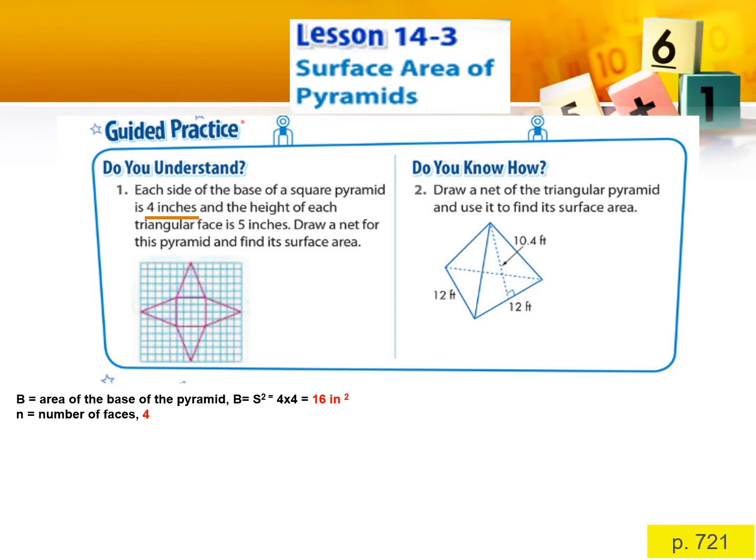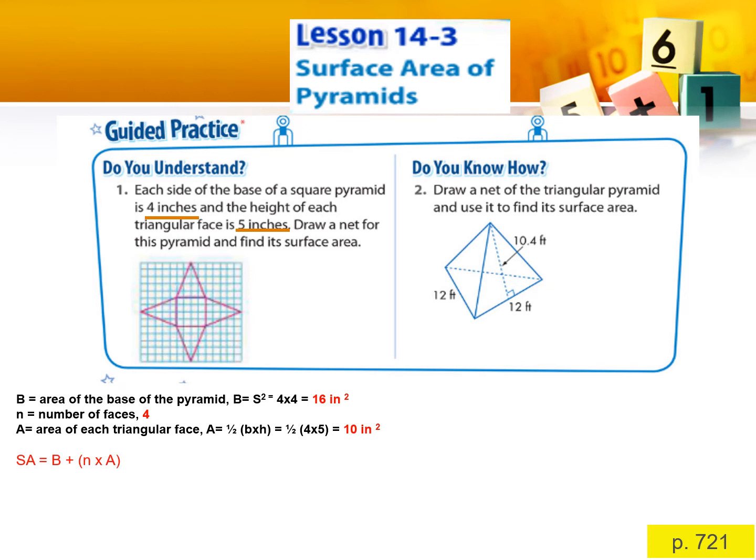So we have 4, and then let A be the area of each triangular face. So A equals, using the formula for triangle, 1/2 base times height. The given base is 4, and the given height is 5 inches. 4 times 5 is 20, and half of 20 is 10. So the area of one triangle is 10 square inches.